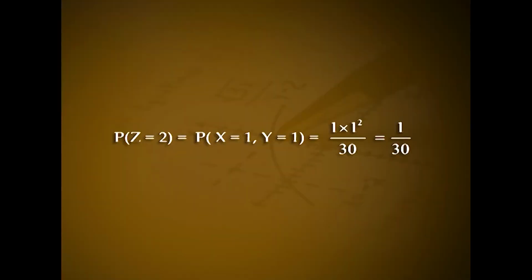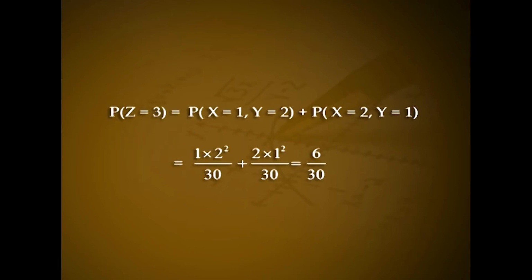To find the probability distribution of z equal to x plus y, the possible values of x and y are 1, 2, 3 and 1, 2 respectively. Then the possible values of z are 2, 3, 4 and 5. P of z equal to 2, that is P of x equal to 1, y equal to 1, that is 1 into 1 square by 30, that is 1 by 30.